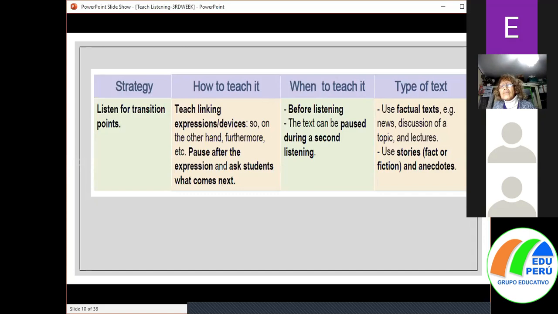So these are the linking words: on the other hand, furthermore, however, nevertheless, moreover. You have a lot of linking devices or connectors. We call these connectors. All right. When to teach it? Before listening, or the test can be posed during a second listening. Type of tests: use factual tests, news, discussion of a topic, and lectures, or you could also use stories, fact or fiction, and anecdotes. All right.